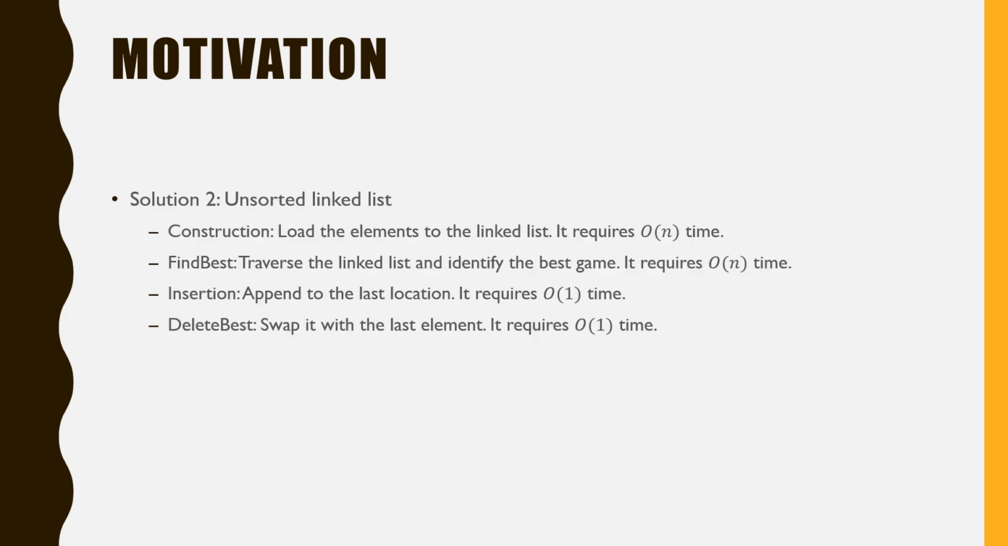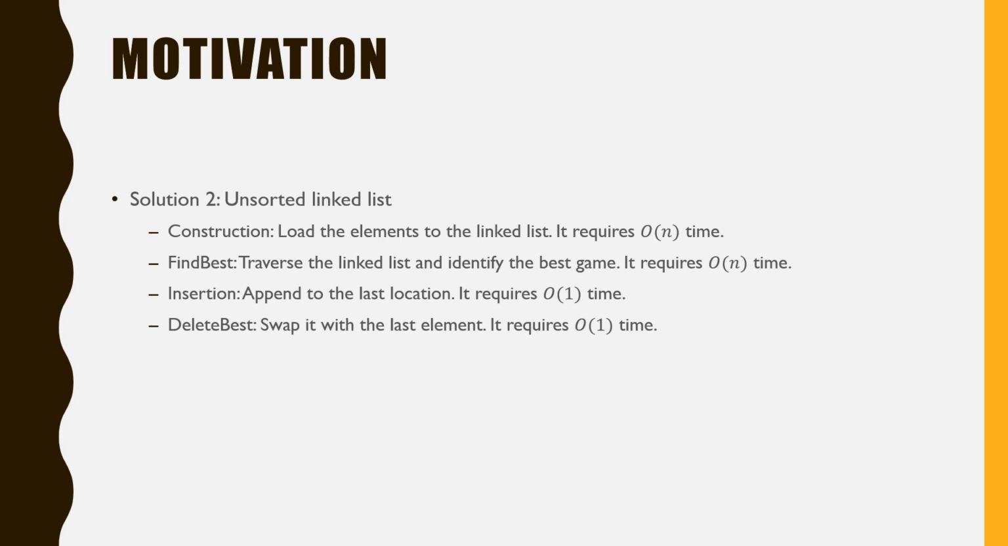Second, we use an unsorted linked list to implement these operations. For construction, we can directly load the data into the linked list without sorting them, which takes O(n) time. For find best, we need to traverse the entire linked list to examine each node and find the best game. This requires O(n) time. For insertion, we can attach the new game to the tail of the linked list. This operation takes O(1) time.